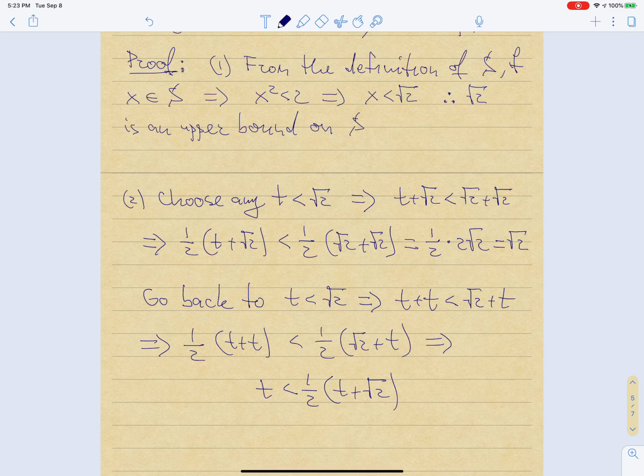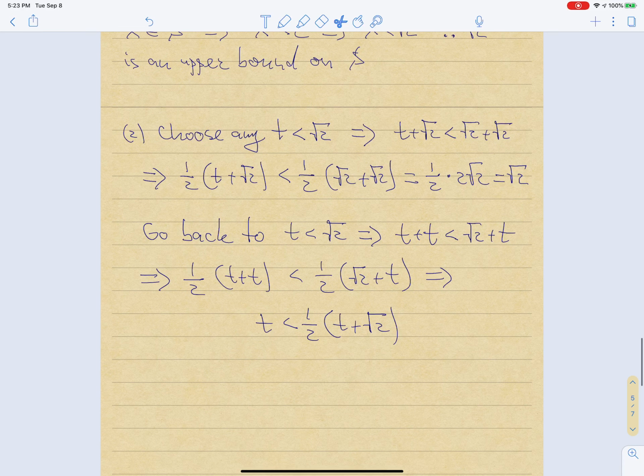Right, so we established two inequalities. One is that 1/2 t plus square root of 2 is less than square root of 2. And on the other hand, 1/2 times t plus square root of 2 is bigger than t. So the conclusion from this computation is that t is less than 1/2 t plus square root of 2 and less than square root of 2.